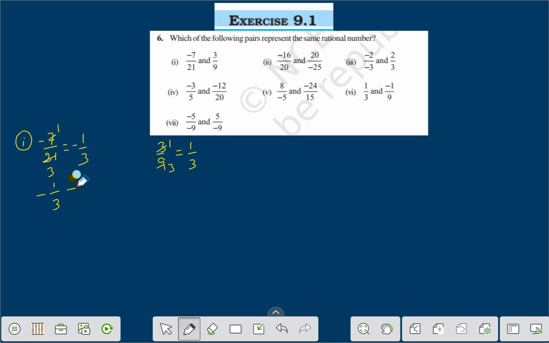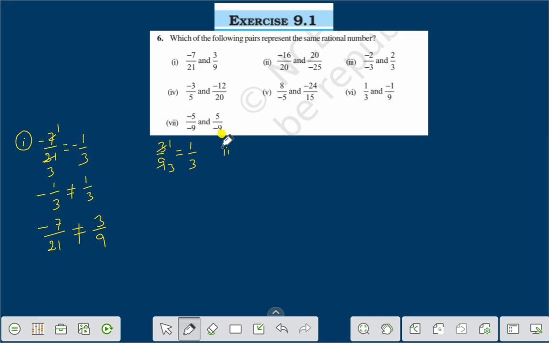is not equal to 1 by 3, right? Therefore we can say that minus 7 by 21 is not equal to 3 by 9, right? Now question number 2.